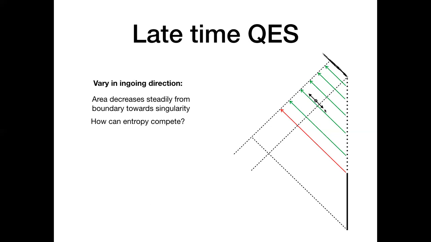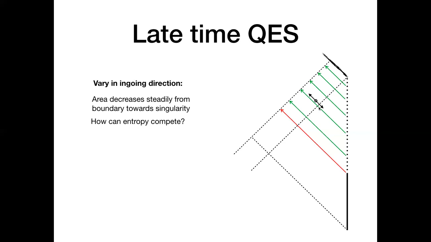But the area is varying quickly the whole time. So if I start out at the boundary, the area is very large, and as I move inwards, it just decreases smoothly, steadily down to zero. So if the entropy is just going to be a small correction to the area, which we expect, the area comes with a 1 over G Newton, so it's enhanced in importance, and it's hard to see how the entropy term can ever cancel the variation of the area term.